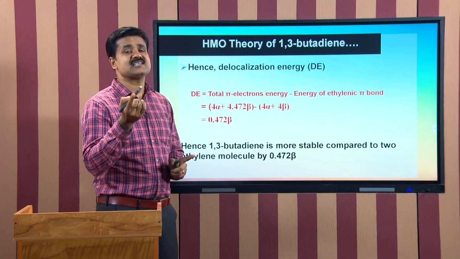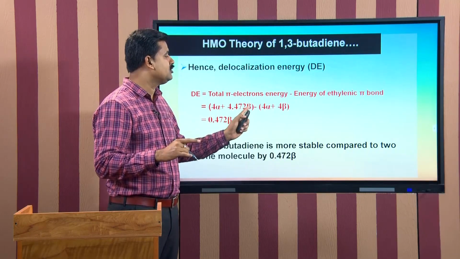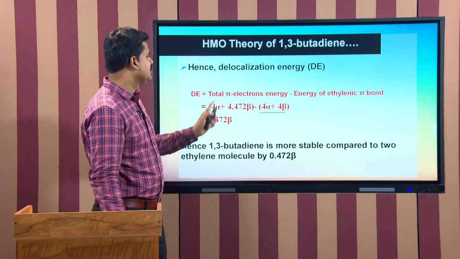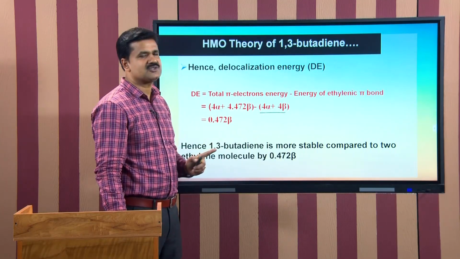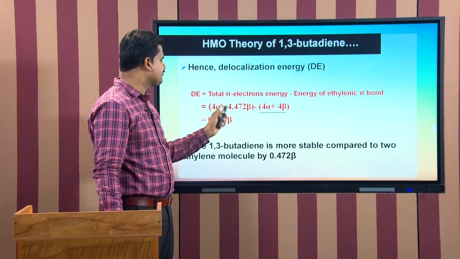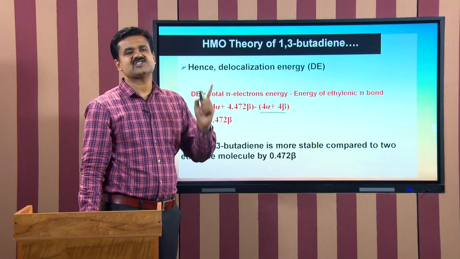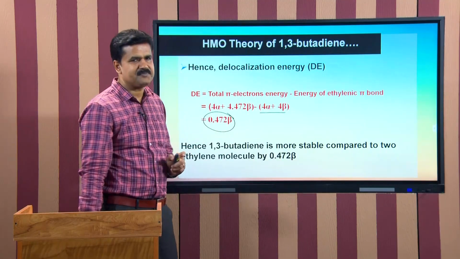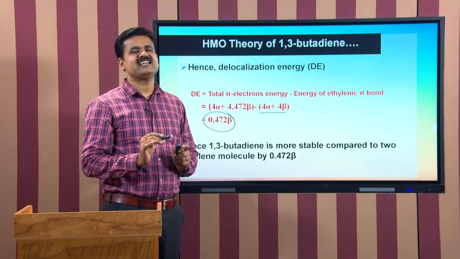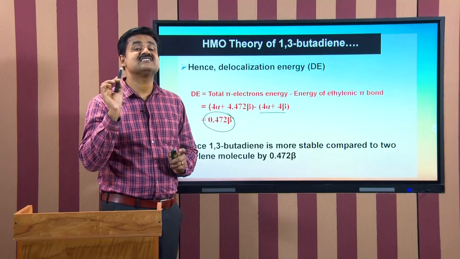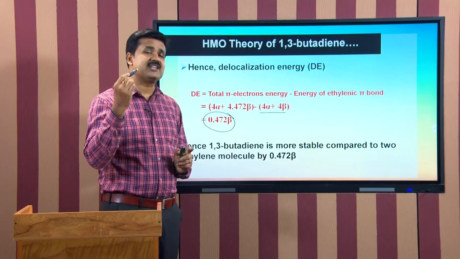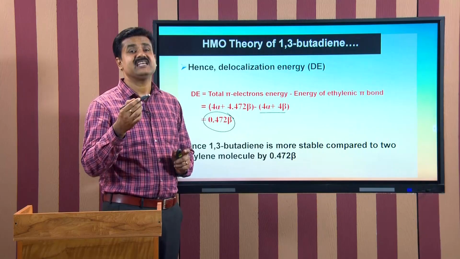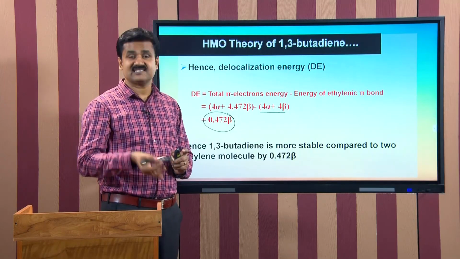2 ethylenic pi bonds have a total energy of 2 into 2 alpha plus 2 beta, that is 4 alpha plus 4 beta. Hence, on subtraction of this quantity from this, we get the delocalization energy of ordinary butadiene as 0.472 beta. So, delocalization energy or resonance energy is a stabilization parameter. Based on that, we can assess aromatic stabilization in cyclic conjugated systems like benzene.